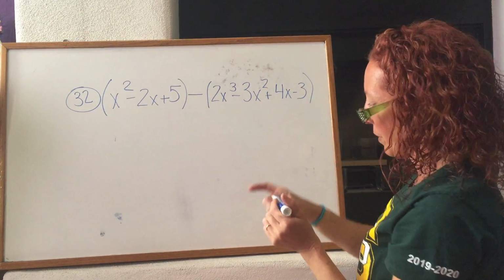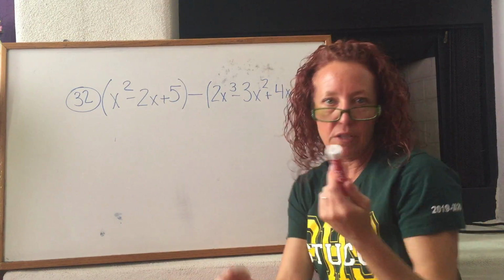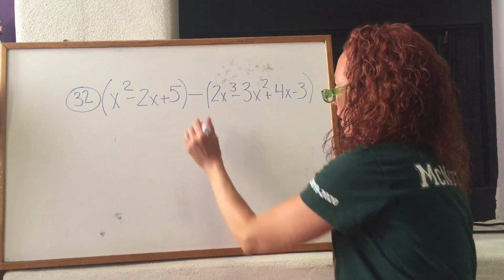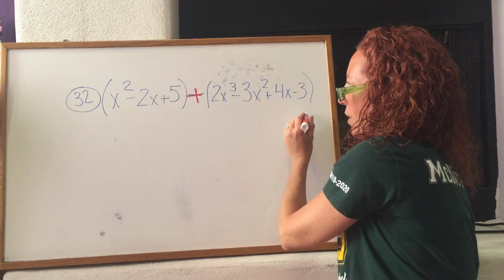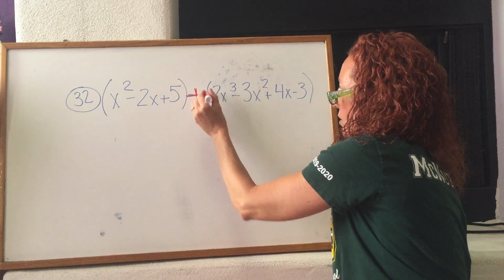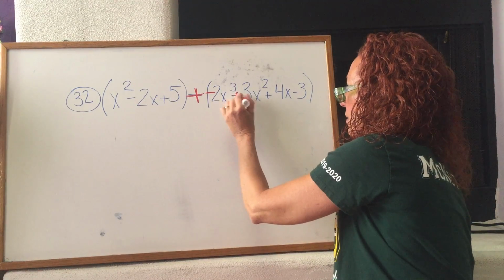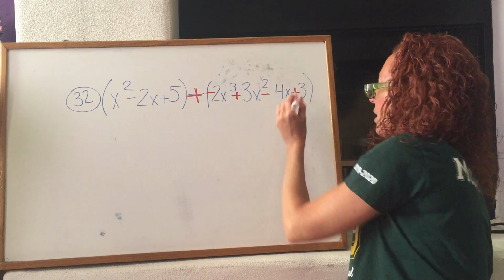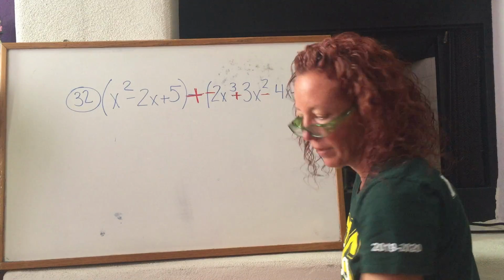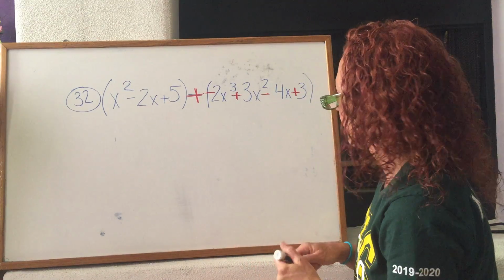You are welcome to rewrite this whole thing or just take another color maybe, change this to a plus, and then just go through this second polynomial and change all the signs. So that's going to change that, it's going to change this, it's going to change that, and that 3 becomes a positive. And now all we have to do is add like terms.